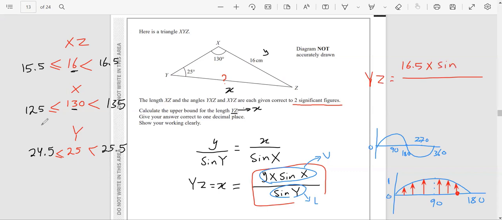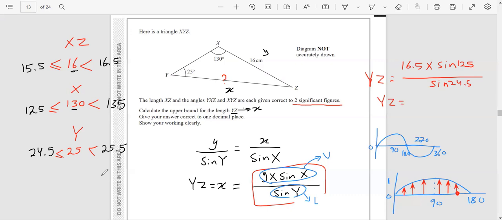Now I need the upper value from the sine of x. For the upper bound, 135 or 125? You will take 125 to be closer to 90, so the value of sine will be greater. So sine 125 all over sine. As I said, you need the lower bound in the denominator, the lower bound of an acute angle, so you get away from 90. So it will be sine 24.5. Now you can get the YZ.